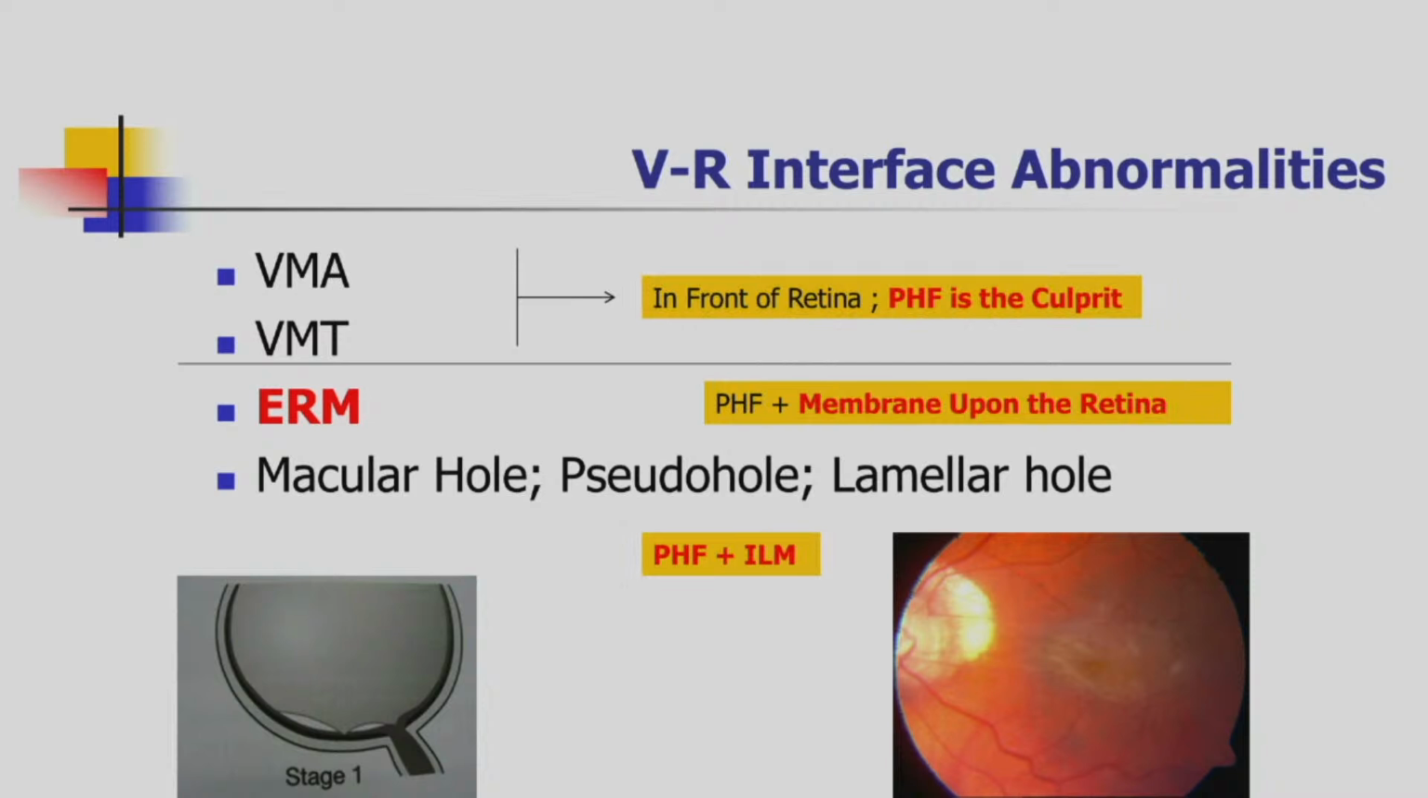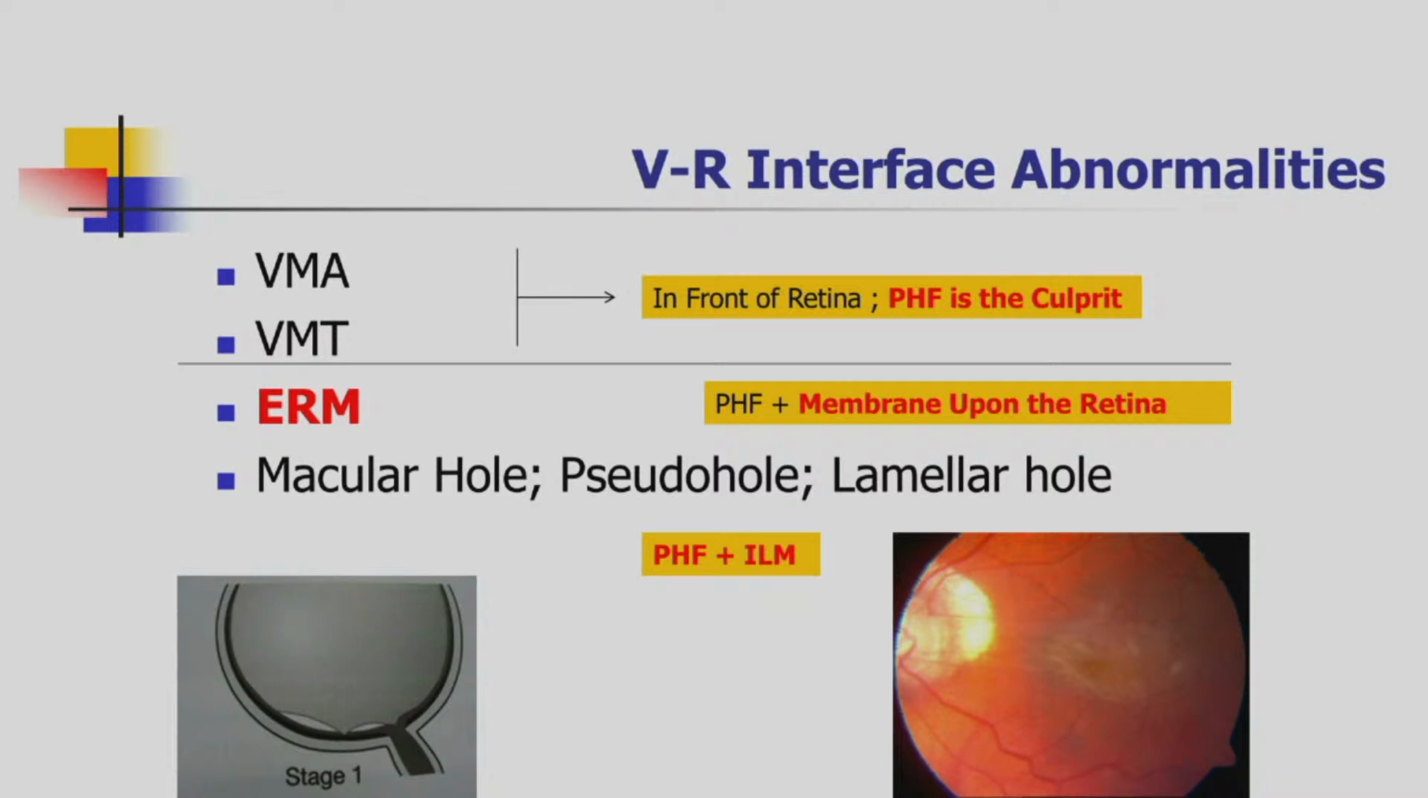Remember these three membranes in the retina, PHF, then ILM, and one is the membrane upon the retina. Epi means upon. So in VMA and VMT pathology is PHF. In macular hole, in addition to PHF, it is the ILM which is at fault. So therefore, in all patients of VMA and VMT, we may not remove ILM. But in macular hole, ILM removal is a must.